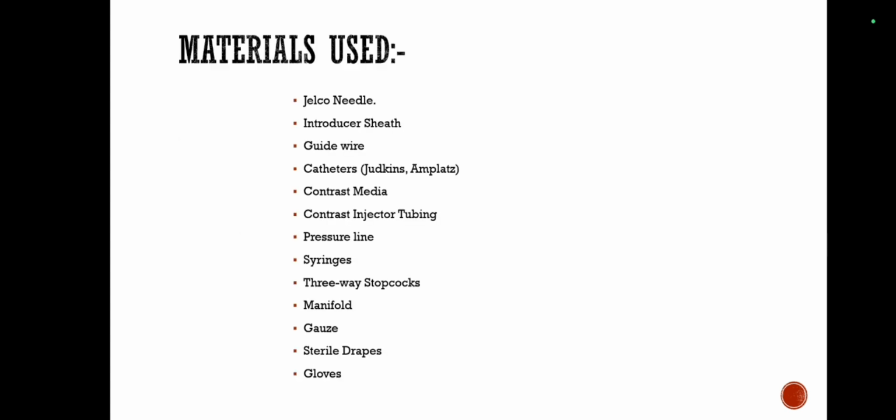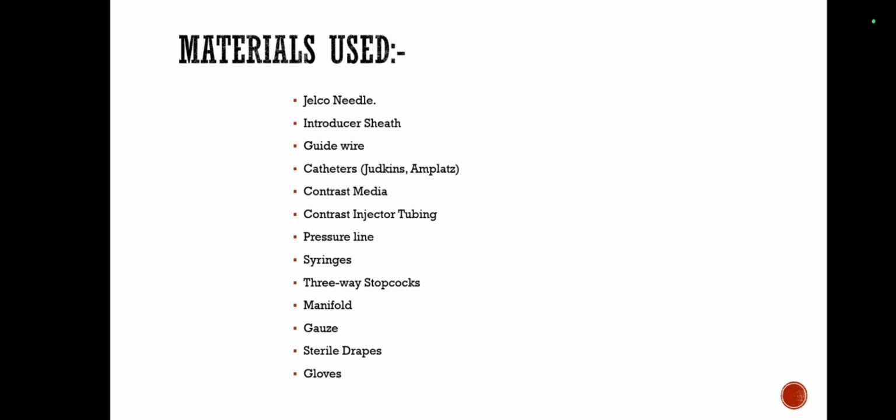And the next is the materials that we use during the procedure. So first of all, we use the Chalco needle, which is a puncture needle. It helps us to puncture the radial artery or maybe the groin. The next is the introducer sheath. Usually we use the 6 French size for a normal adult, but the size varies depending upon the age.